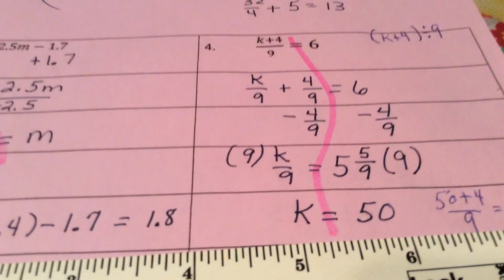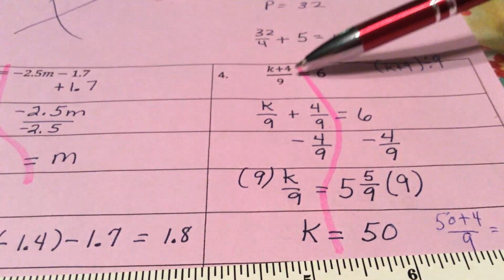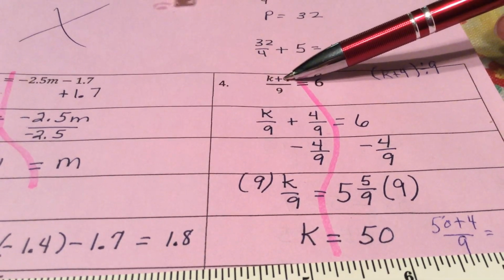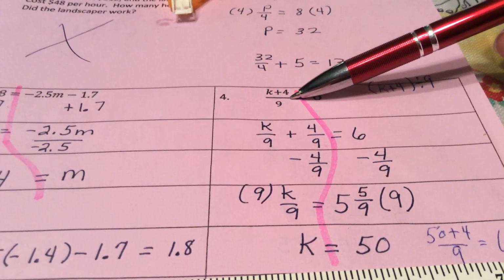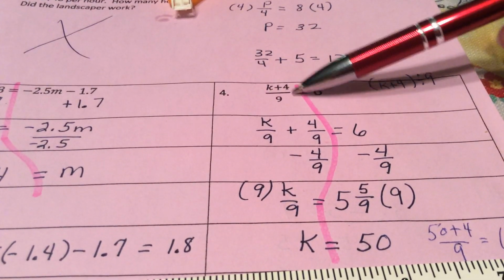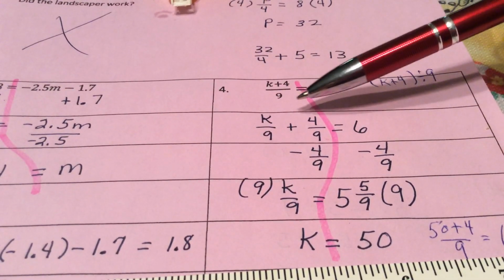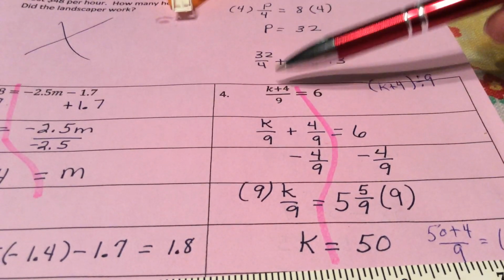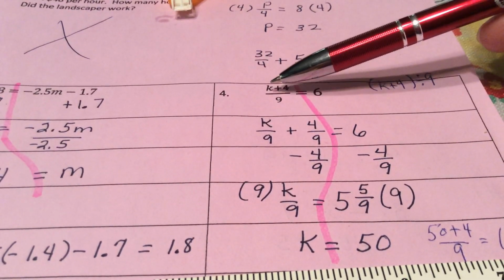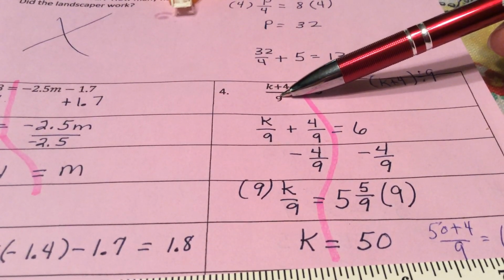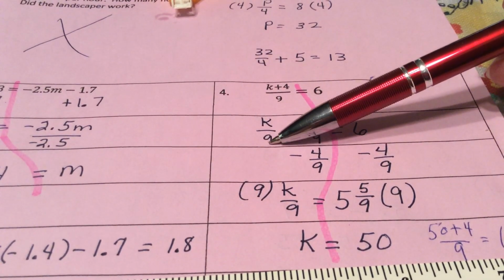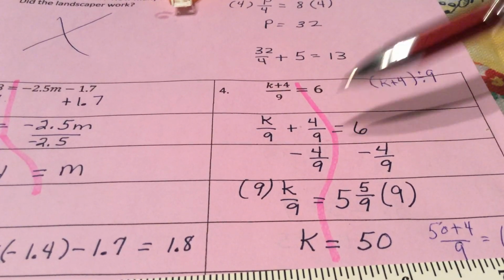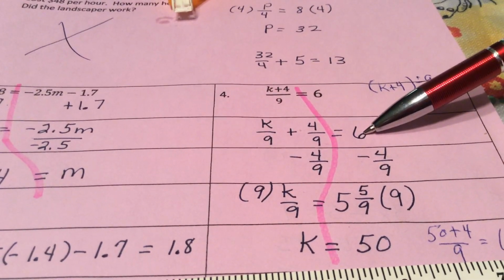Now, the new concept for this lesson is what happens when we have this kind of thing. We cannot add the k plus the 4 because they're not like terms. And we have to divide by 9, and that's the last thing we can do. So we typically kind of work backwards on these. So what we're going to do here is everything up here has to be divided by 9. So we can rewrite this as k divided by 9 plus 4 divided by 9 equals 6.